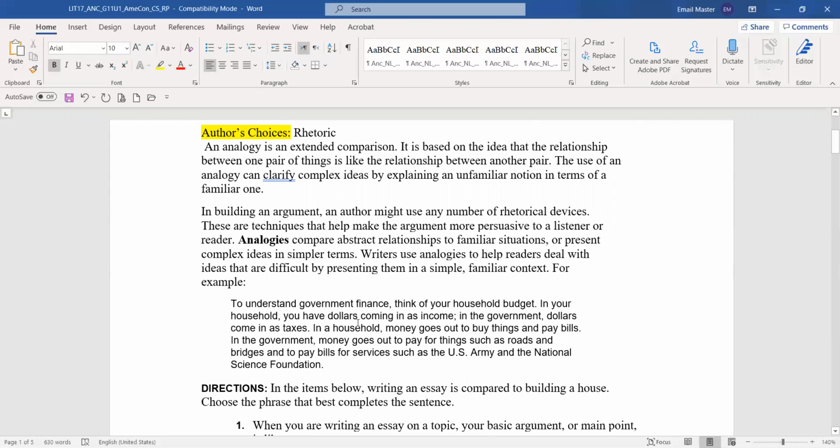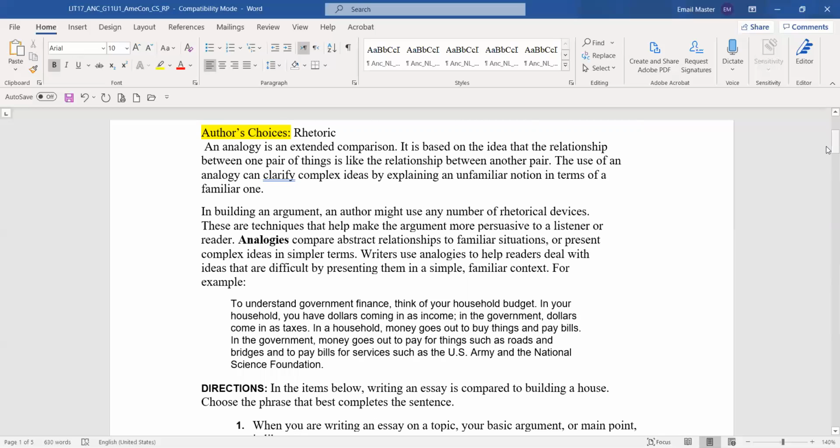For example, to understand government finance, think of your household budget. In your household, you have dollars coming in as income. In the government, dollars come in as taxes. In a household, money goes out to buy things and pay bills. In the government, money goes out to pay for things such as roads and bridges and to pay bills for services such as the US Army and the National Science Foundation. So these are the comparisons.